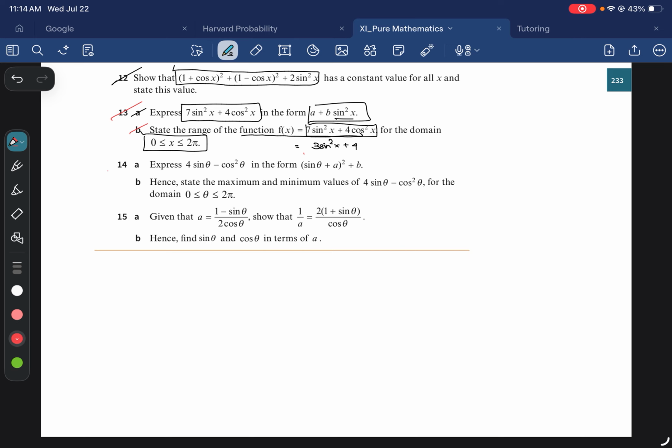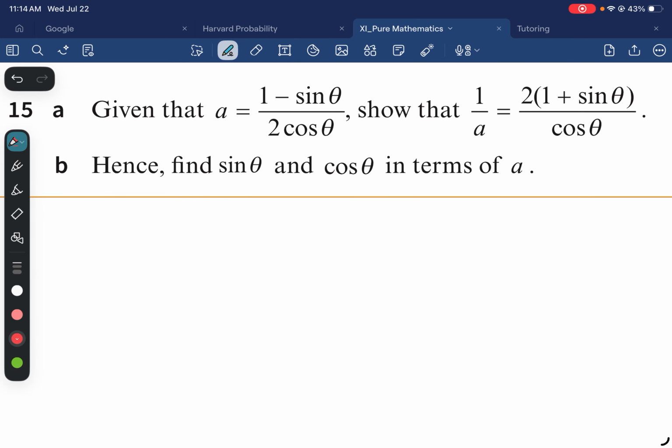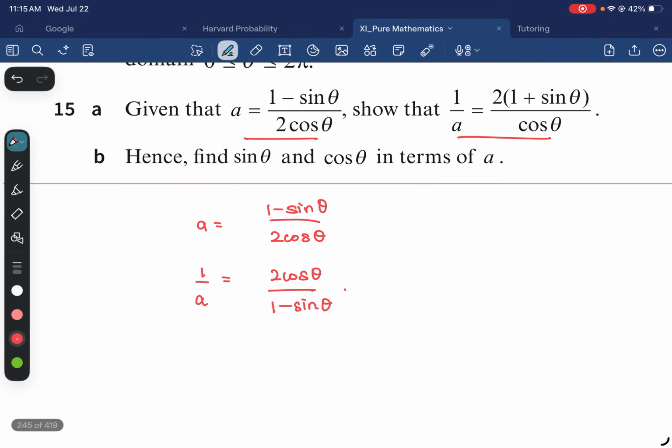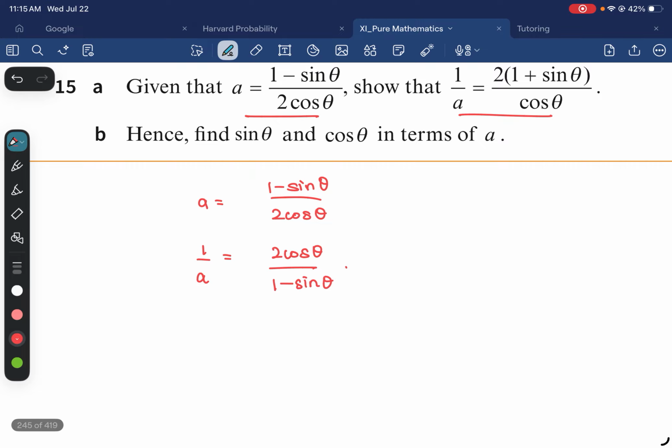So that is question 14. Question 15. I have been given this. I need to show 1 over a is this. All right. So a is (1 minus sine theta) over 2 cos theta. 1 over a, if I just take the reciprocal of this, is going to be 2 cos theta over (1 minus sine theta).